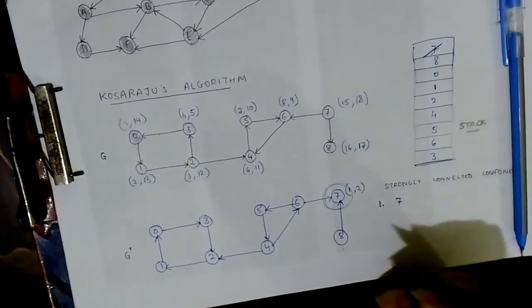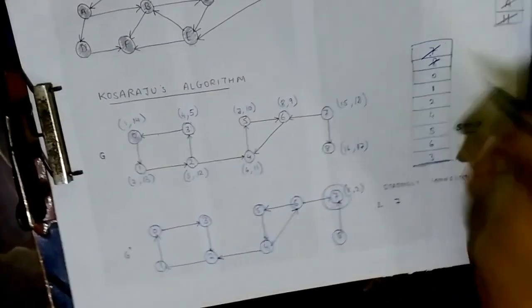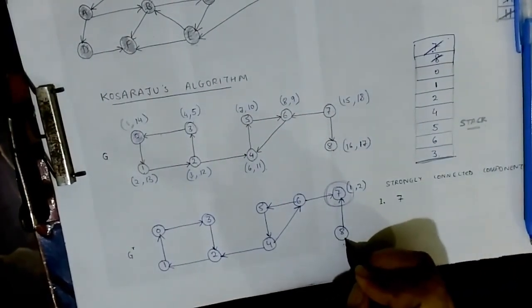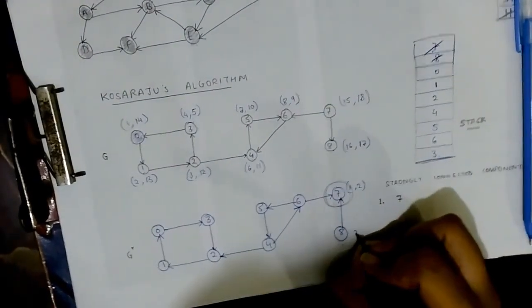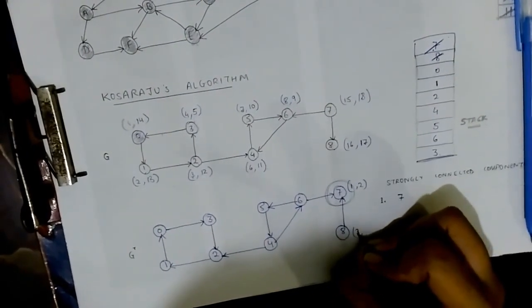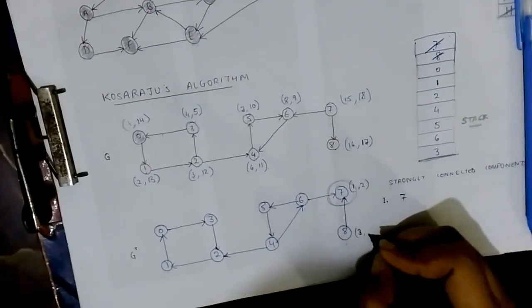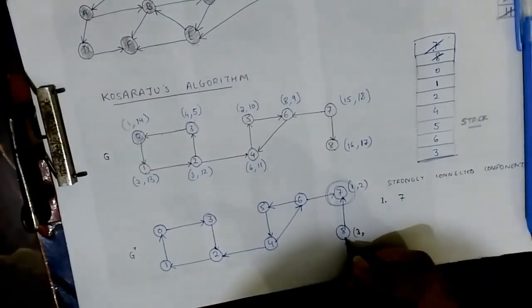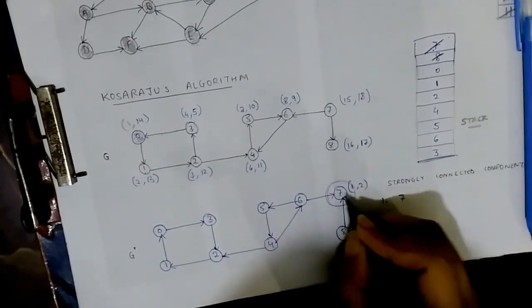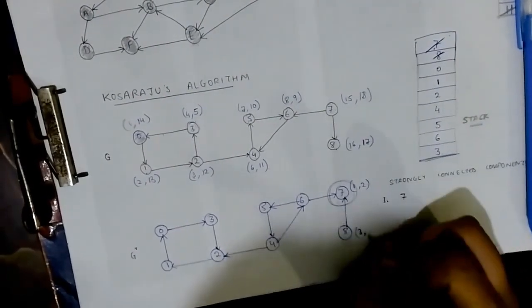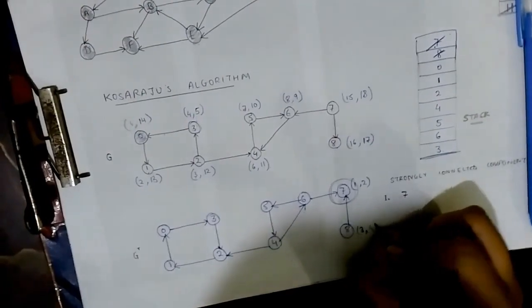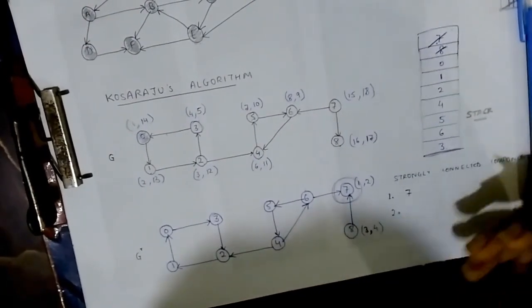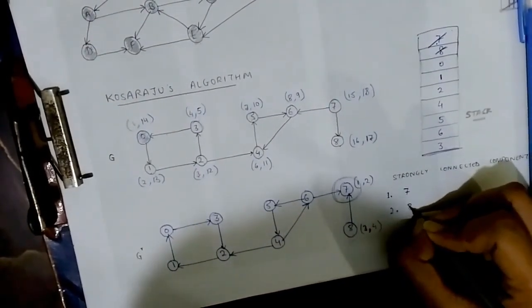Okay. Next, we pop 8. It is unvisited. We'll mark it as visited, increasing the time count. Now from here, 8, we can only go to 7, but it has already been visited. So we can end this right here. So the second strongly connected component is 8.